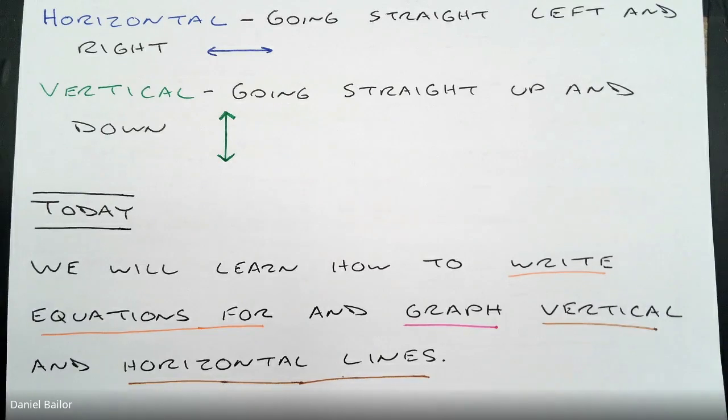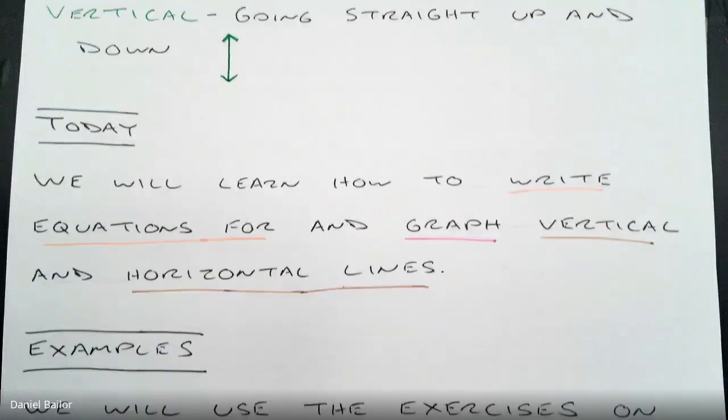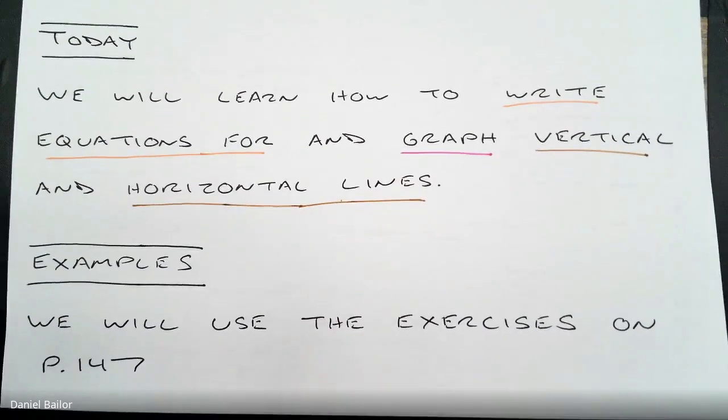So it's the same thing we've been doing in a lot of lessons recently. The difference is these are very specific types of lines, horizontal and vertical. So you know what we're doing. Today is just going to be a little bit different with some specific graphs. So I want to do some examples today, but the good thing about today is the examples we're going to do, we're just going to use the exercises starting on page 147. So for the examples today, we're just going to get straight into the exercises, start doing the math, and the exercises on page 147 will be our examples.